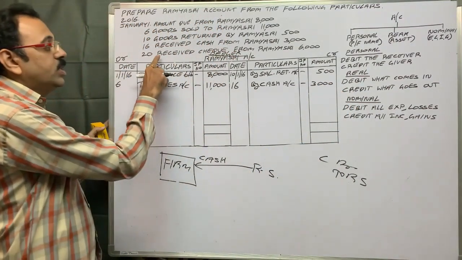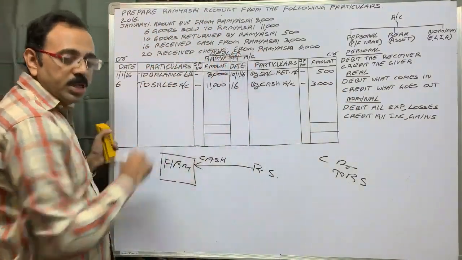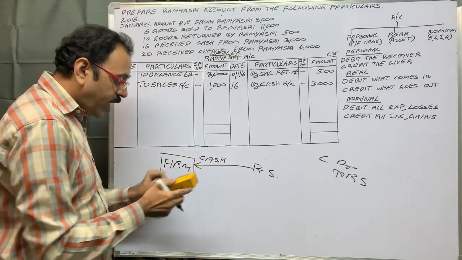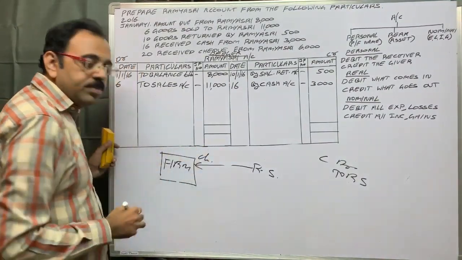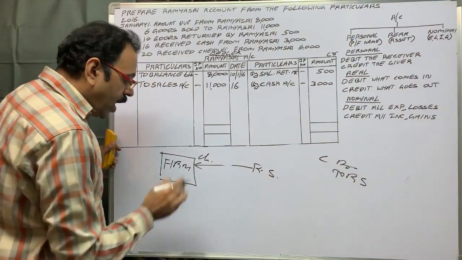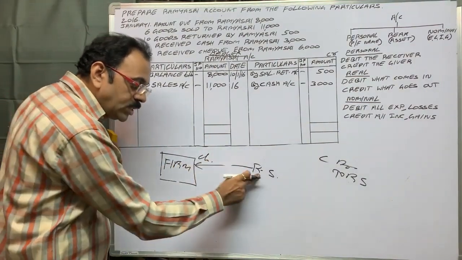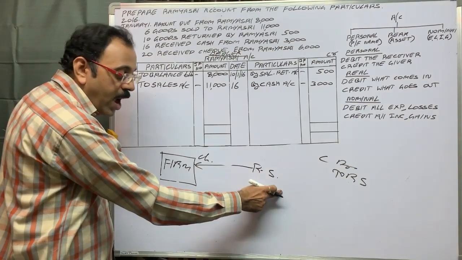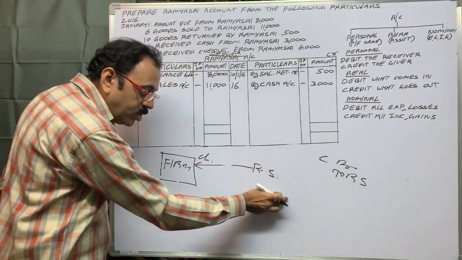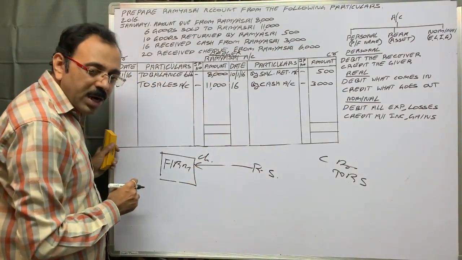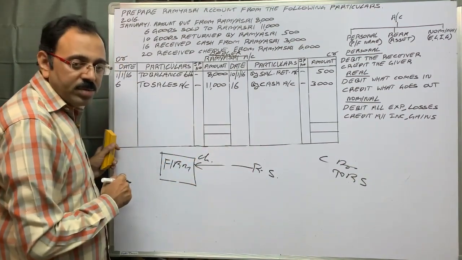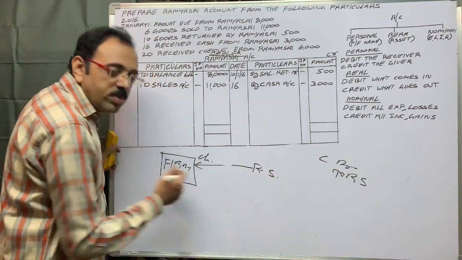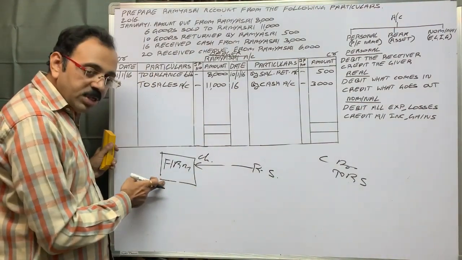Then the last one. Received check from Ramyashri. So instead of cash, a check is coming. Then what do we do? Actually, we should go to Ramyashri's bank and present the check there and take the money. But daily we receive so many checks like that. We cannot go to all those banks. We have to take care of our business.